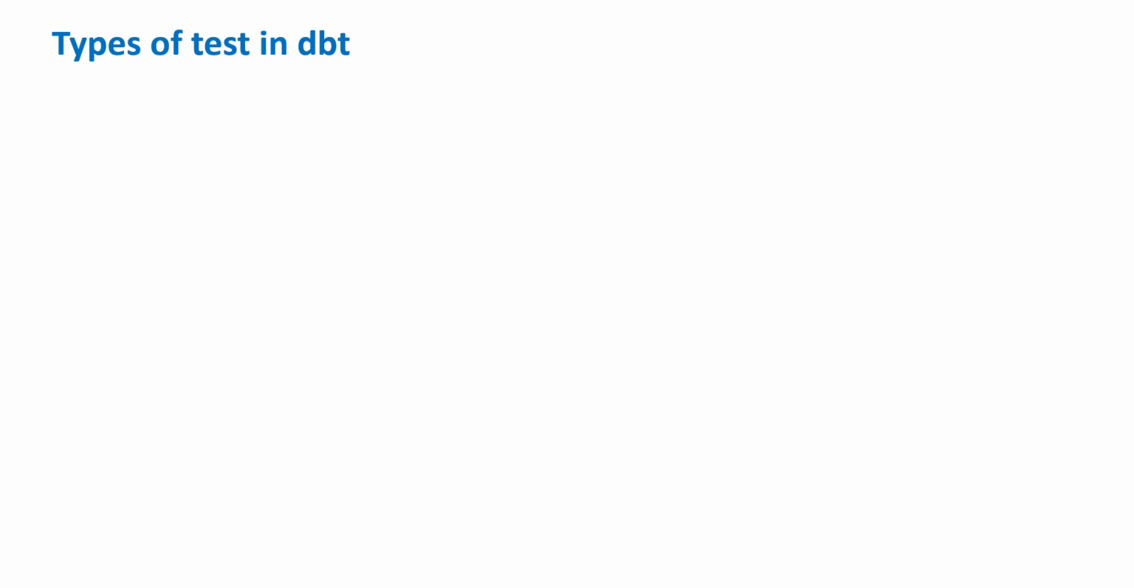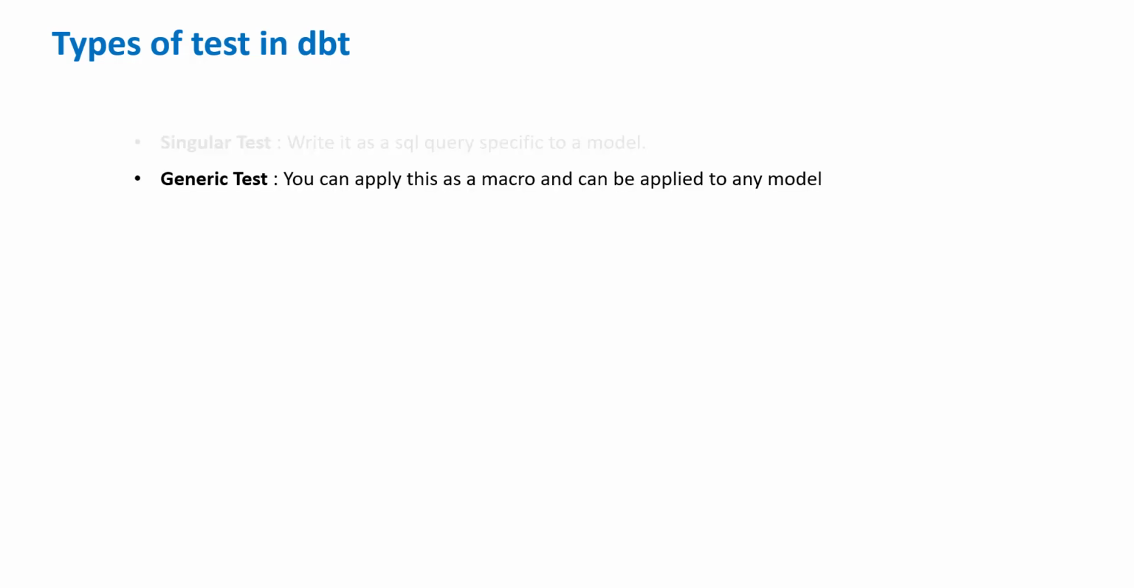So let's see the types of tests in DBT. We have singular tests. This can be written as a SQL query, and this is basically specific to a particular model. We'll see how to write this singular test. Then you have generic tests. A singular test is based on a single model, but a generic test can be applied to any models that you are writing in DBT.